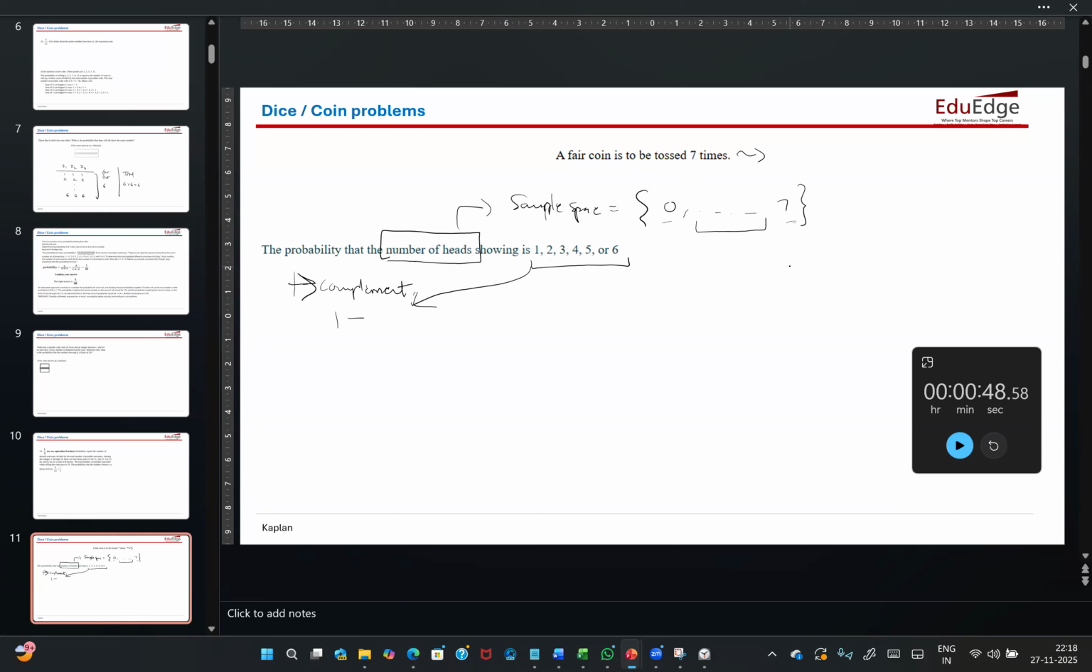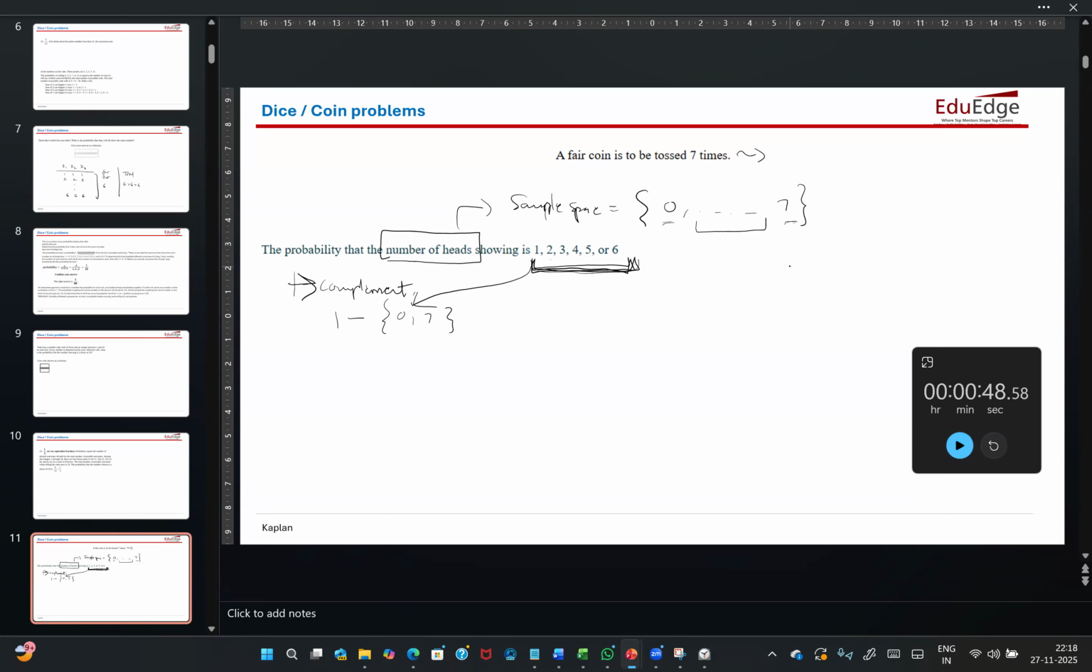But why would it start from 0? 0 heads is also possible, no? Just like 7 heads means 0 tails, so 0 heads is also possible. So this is the sample space, but we can write this using the complement method as 1 minus the remaining in the sample space, which is 0 and 7. Can I write it this way?